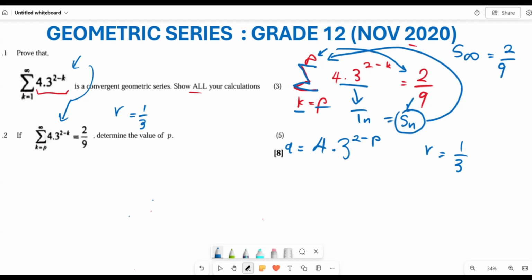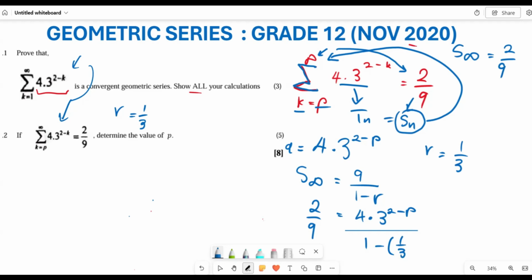Because now we are going to use the sum to infinity, right? The sum to infinity is the same as a over 1 subtract r. Now, what is the a? Remember, where there is the sum to infinity, firstly, we are going to write 2 over 9. And where there is a, we are going to write 4 multiplied by 3 to the power of 2 subtract p. This is divided by 1 subtract 1 over 3. Altogether, this is what you are going to have.